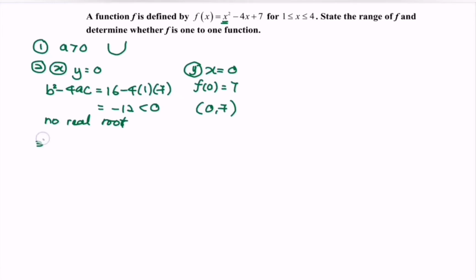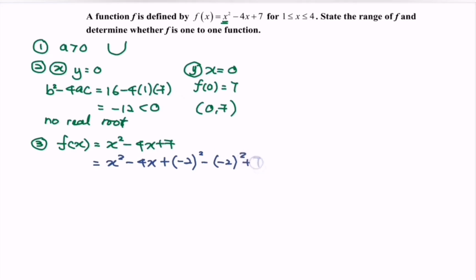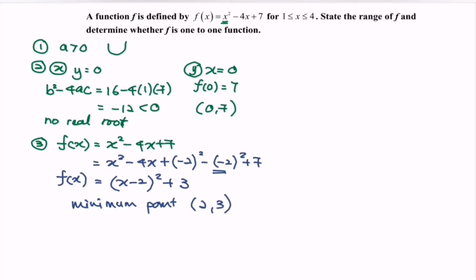Continue. Step number 3. We have the function f(x) equals x squared minus 4x plus 7. I would like to express it in standard form, so what we have to do is complete the square. x squared minus 4x plus (negative 4 over 2, which is negative 2) squared minus (negative 2) squared plus 7. So we will have (x minus 2) squared, plus negative 4 plus 7, which is plus 3. So we have the minimum point, which is (2, 3). That is the situation for this case.